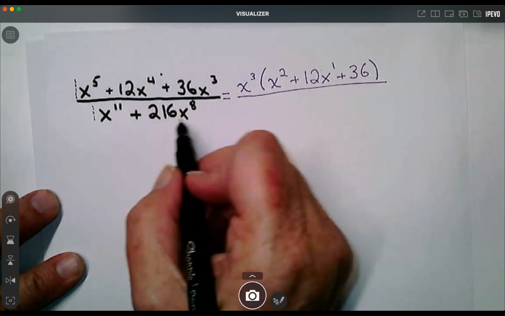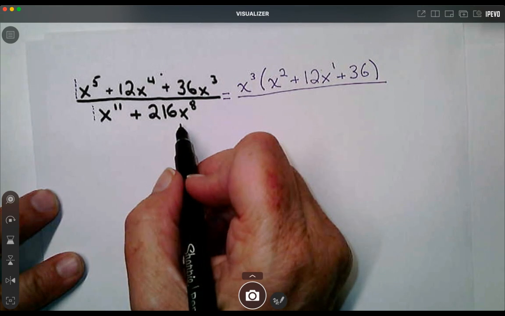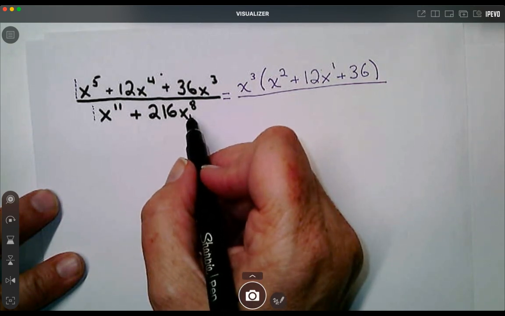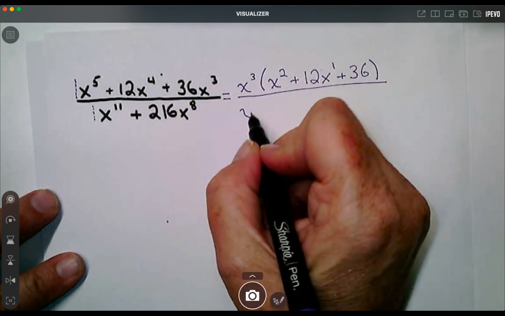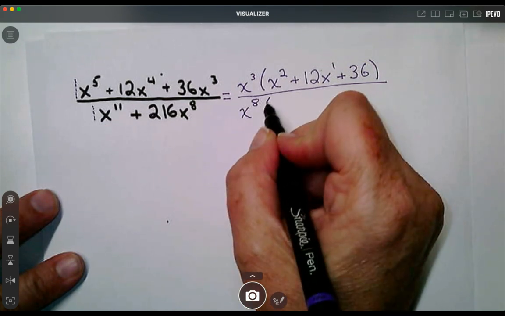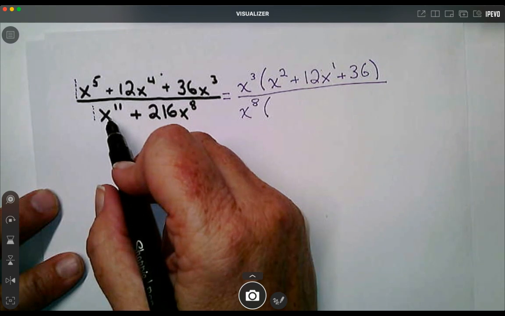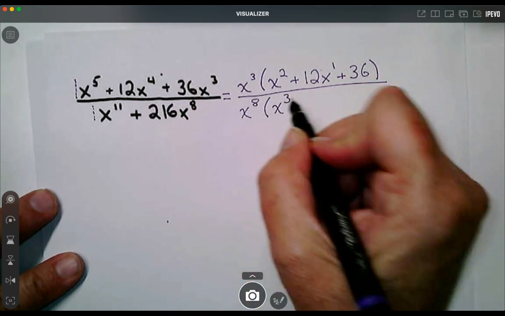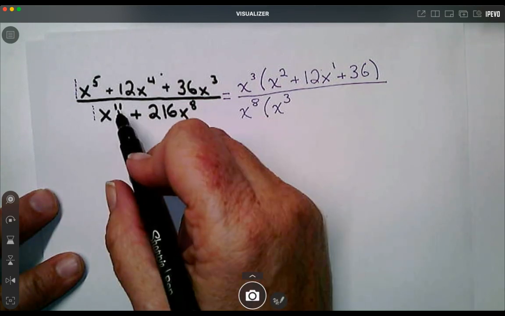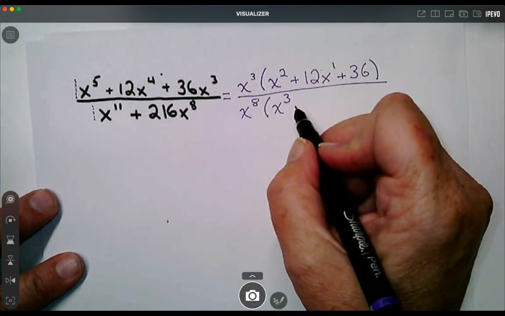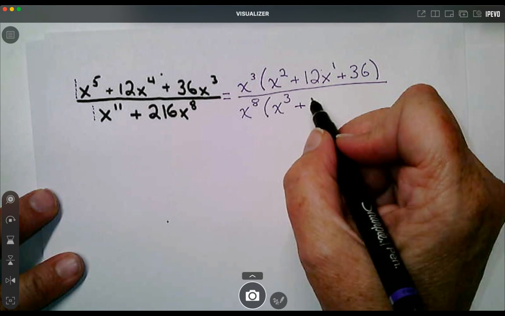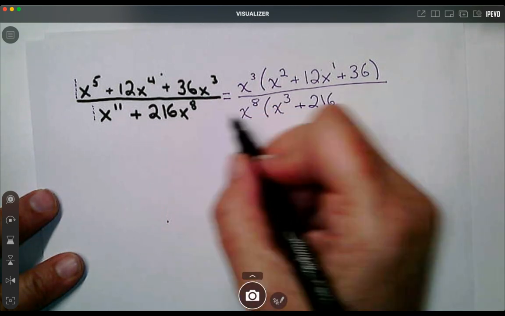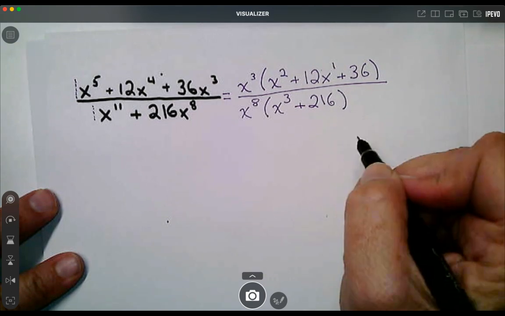However, since they both have x's, then I can factor out the greatest power of x, which in this case is 8. So I can factor out an x to the power of 8. And I have x to the power of 11. If I divide that by x to the power of 8, I get x to the power of 3, right? Which is basically subtracting 11 minus 8. I didn't do anything as far as the integers, so I still have that 216. And since I took out the x to the power of 8, it's not here anymore.